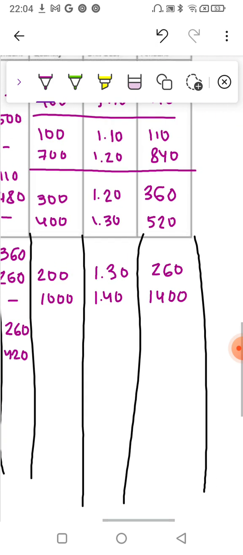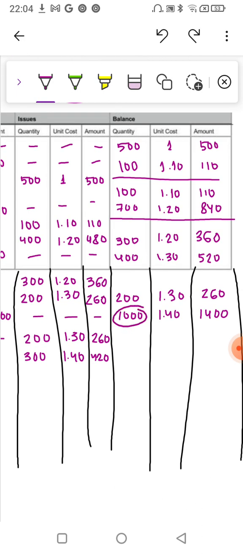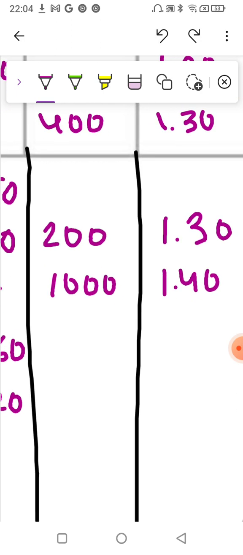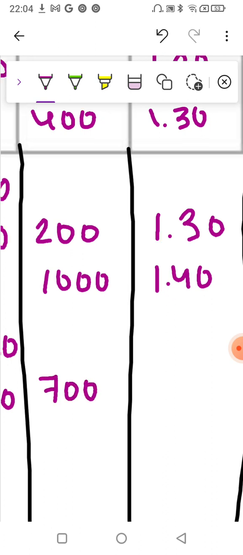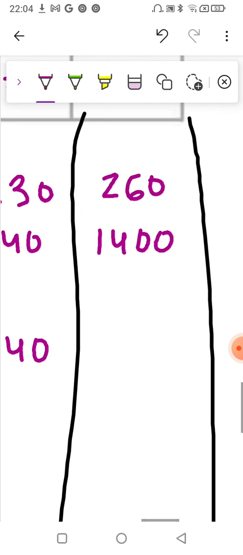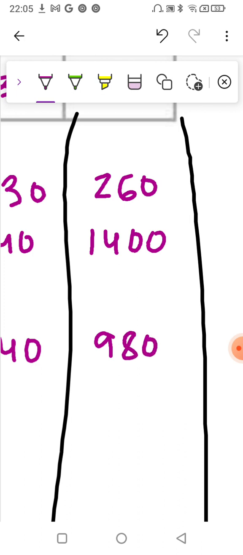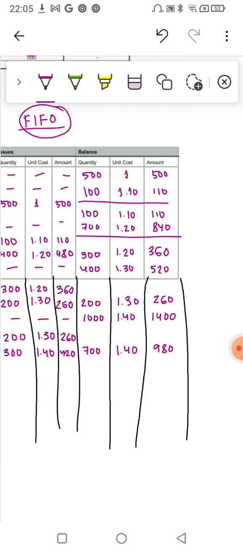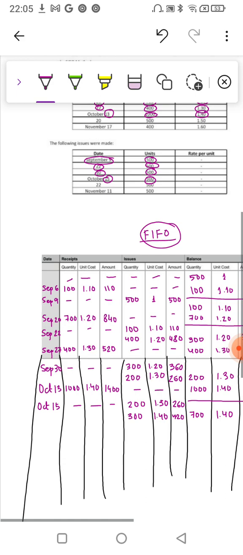Now we'll come to the balance. You see this 200 is gone and 300 is gone from 1000. So what remains with me is 700. We're going to write 700, and the valuation will be 1.40. If we multiply it, we get 980. This is my balance for now. Now we will move to the next date.